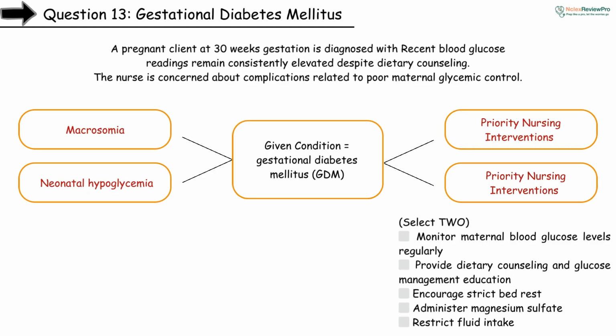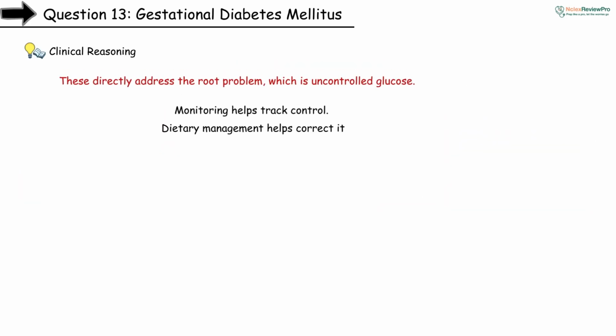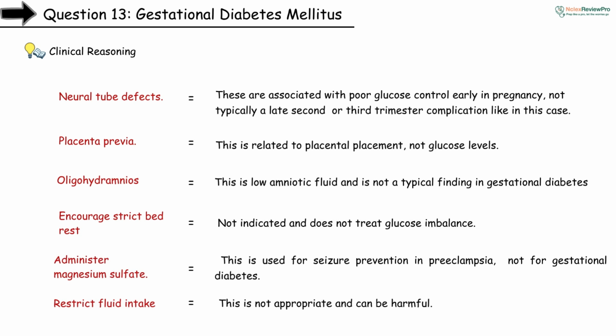Now let's look at the right side, nursing interventions. The correct answers are monitor maternal blood glucose levels regularly, and provide dietary counseling and glucose management education. These directly address the root problem, which is uncontrolled glucose. Monitoring helps track control. Dietary management helps correct it. Now let's briefly go through the incorrect options. Neural tube defects. These are associated with poor glucose control early in pregnancy, not typically a late 2nd or 3rd trimester complication like in this case. Placenta previa. This is related to placental placement, not glucose levels.